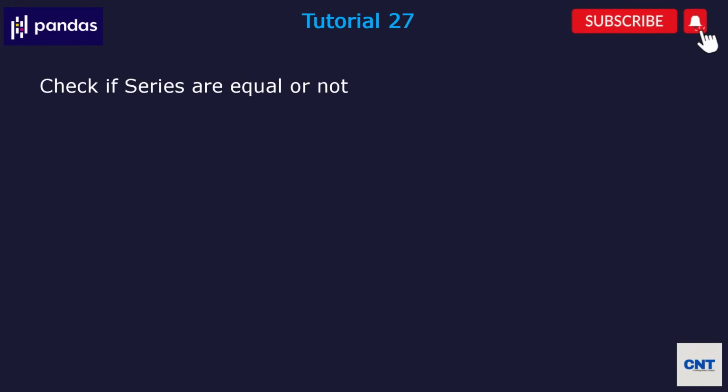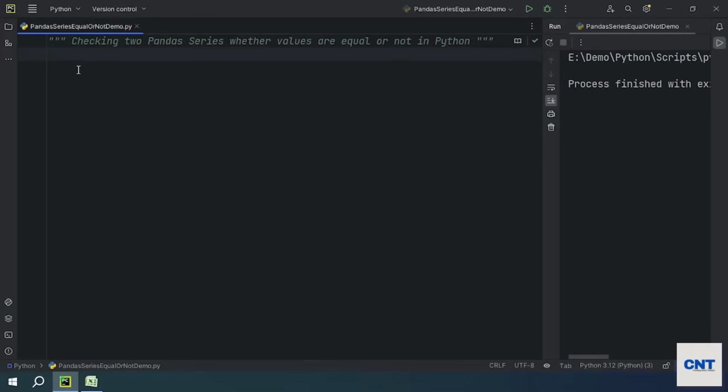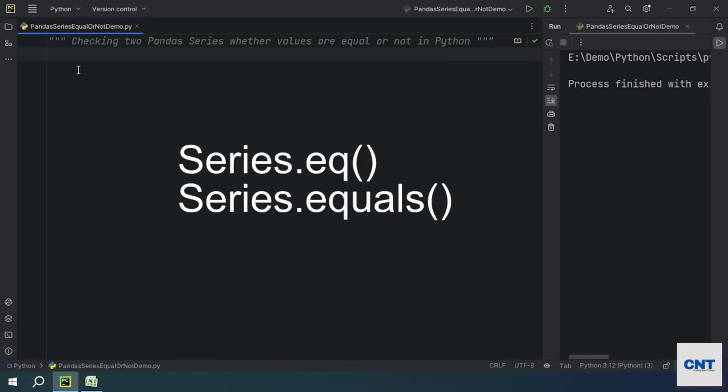Guys, in this video, we will be learning how to check whether the values of two pandas series are equal or not in Python. Have you ever come across a situation where you want to check each value of more than one series and decide whether the values are equal or not? We have functions in the Pandas library that can be used to check each cell value one by one. We have two functions in pandas: one is eq, the second is equals.